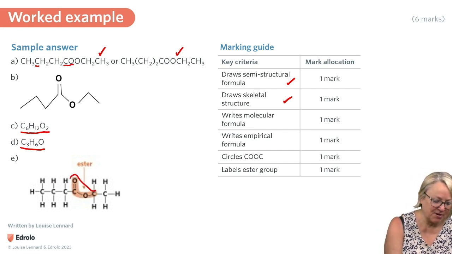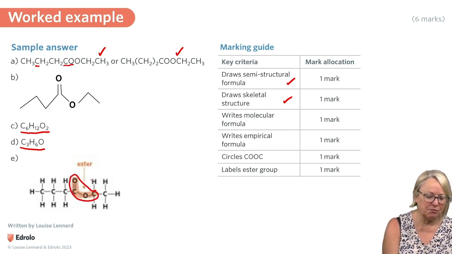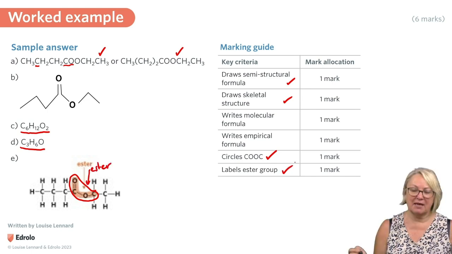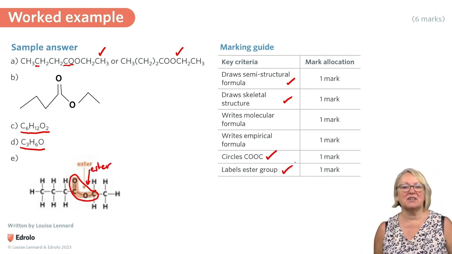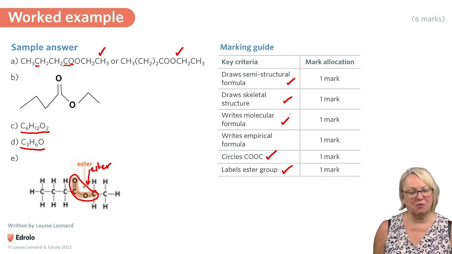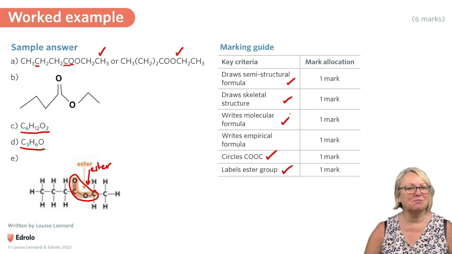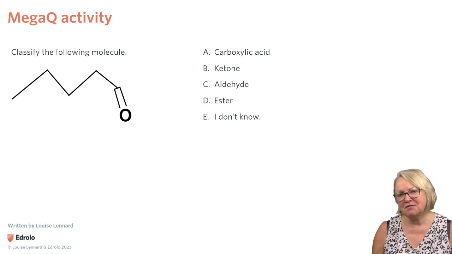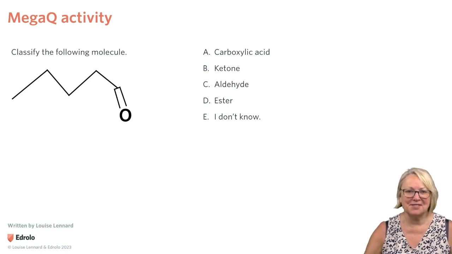We can get our structure and circle the COO group, which is the functional group, and we label that, so that's circled. And if we label that as an ester, then that's our labeling and identifying the type of functional group. And we also wrote the molecular formula. So we've shown all of those parts to the marking guide. Okay, a mega question activity for you. Classify this molecule. Have a go at this question.